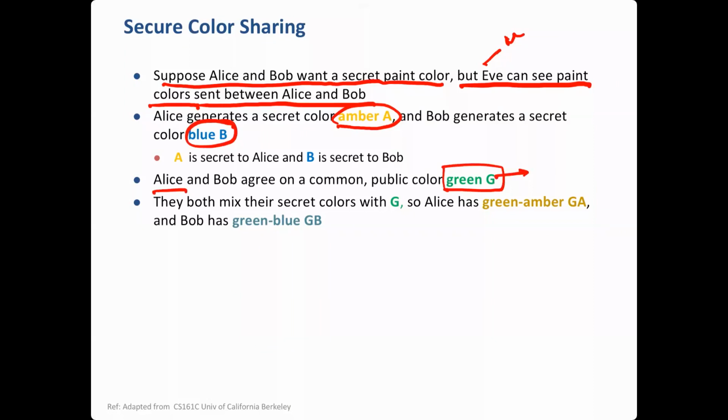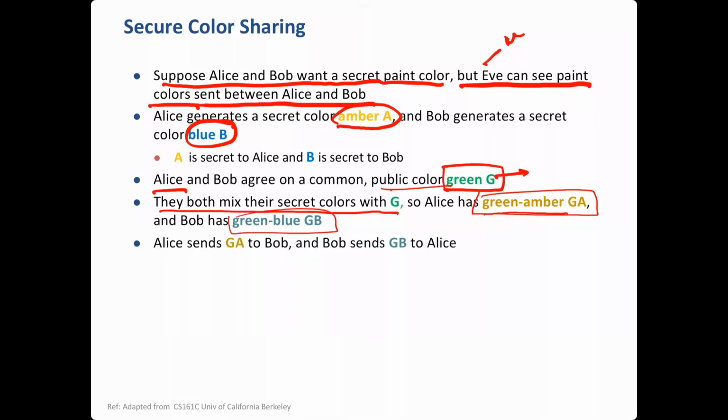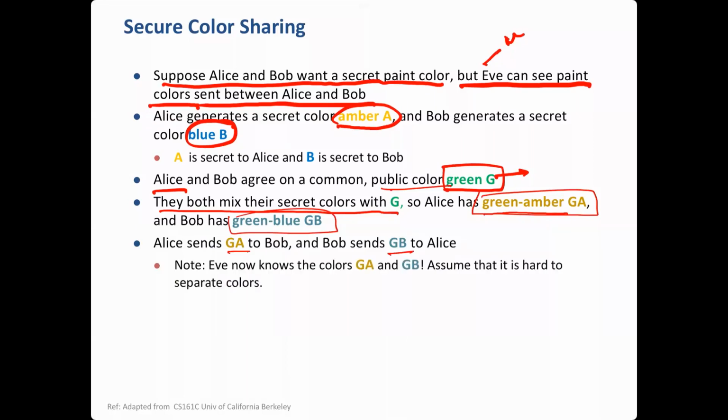Now, all this is known to everyone, and they both mix their secret color with G. So Alice, after mixing G with her color A, amber, gets green amber, which is this color. Bob mixes blue with the common or public color green and gets green blue, this color. Alice sends GA to Bob and Bob sends GB to Alice. Eve of course knows G and GB, and it's hard for her to separate the colors.